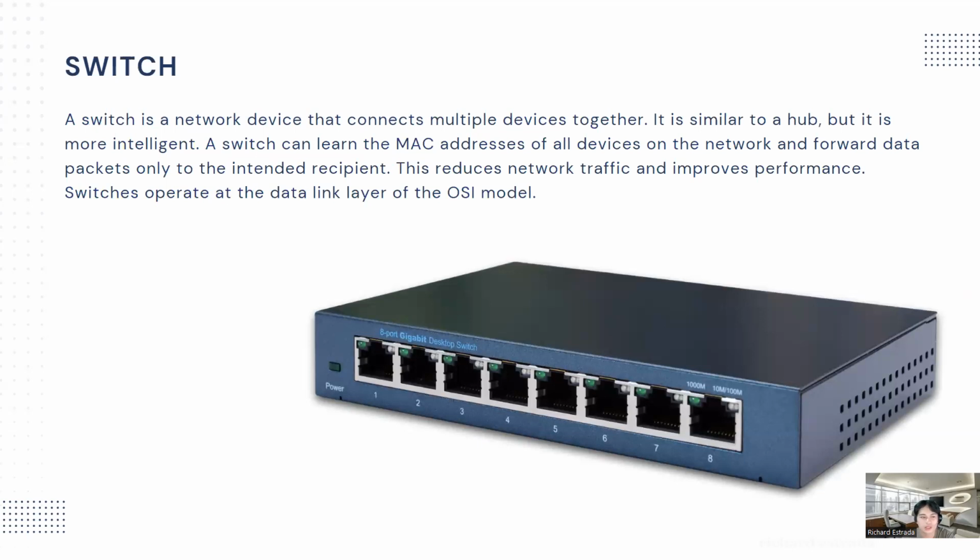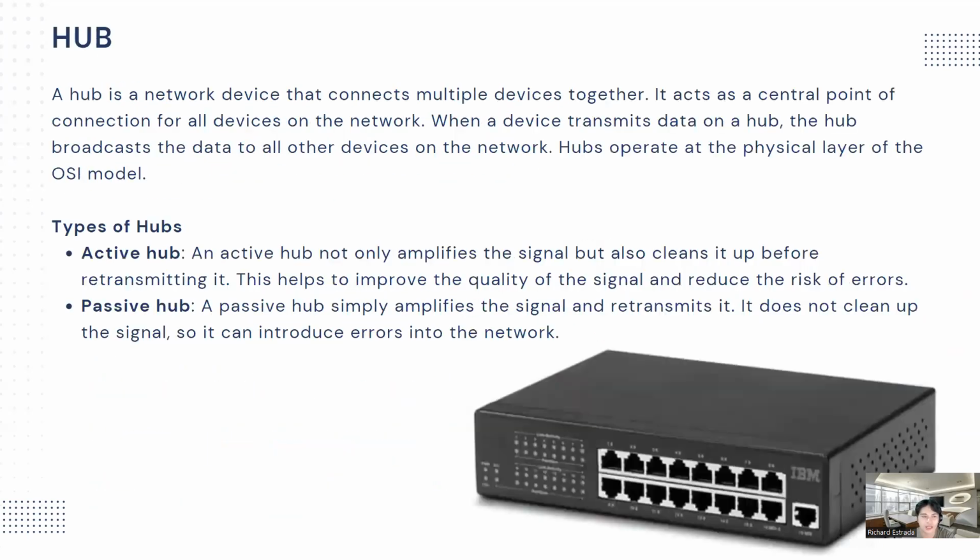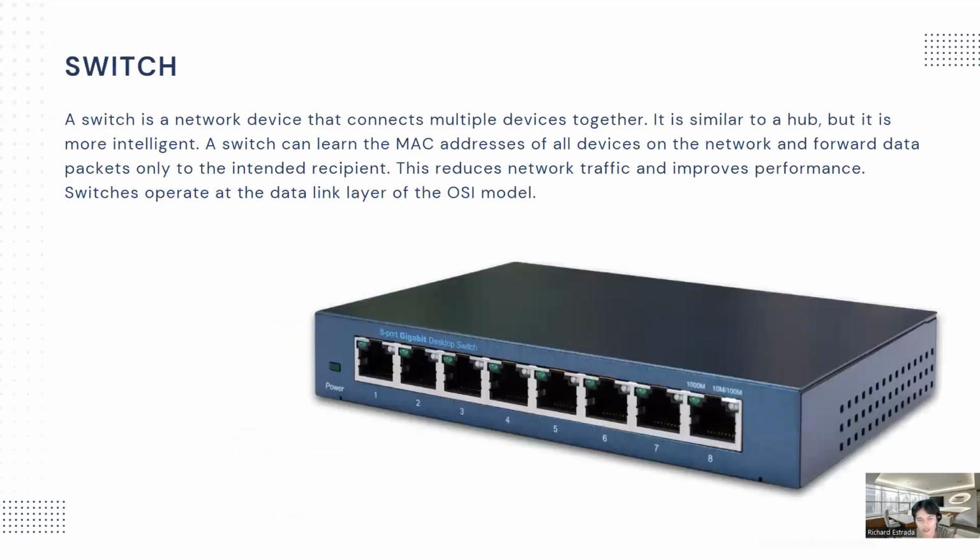And we also have this one, switch. So we have repeater, hub, bridge, and we have the switch. This switch is a network device that connects, again, multiple devices together. It is similar to a hub, but it is more intelligent. A switch can learn the MAC addresses of all devices on the network and forward data packets to the intended recipient, and this reduces network traffic and improves performance, while switches operate at the data link layer of the OSI model. So very important, guys, you need to familiarize asa na siya nga device sa OSI model ga work, okay? Or asa na siya dapit sa OSI model.